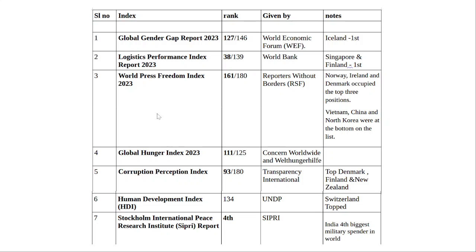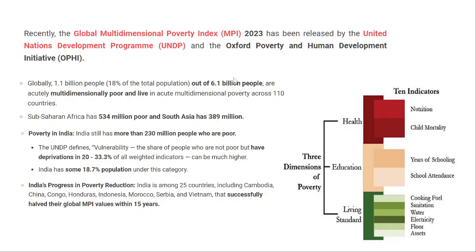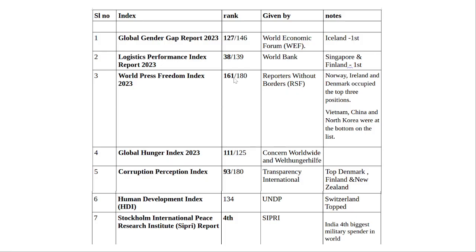Okay, so press freedom 161. See, by reading it multiple times, you have to remember. There is no other way. Okay, global gender gap 127, given by the World Economic Forum, and the Logistics Performance Index report by the World Bank. World Press Freedom is by Reporters Without Borders. Okay, this is also very prominent, 161. Hunger Index is also frequently asked, 111, given by Concern Worldwide and Welthungerhilfe.